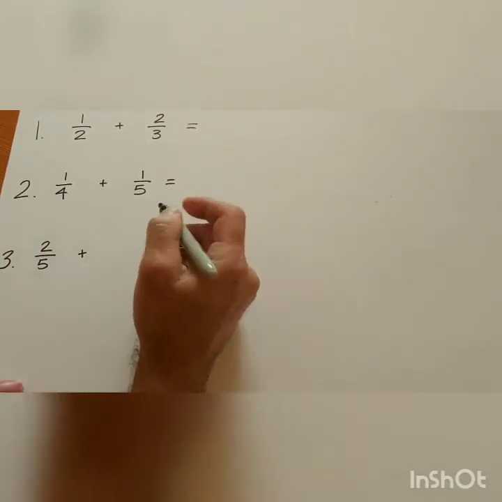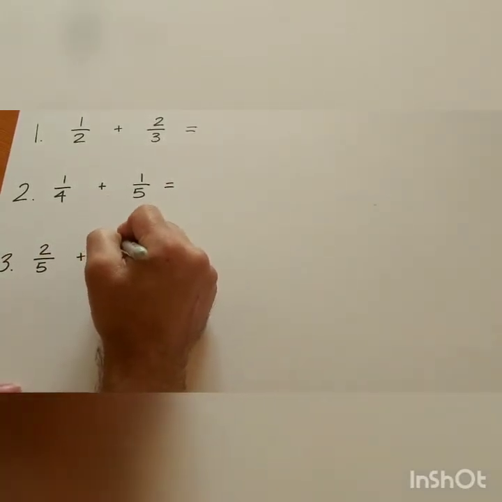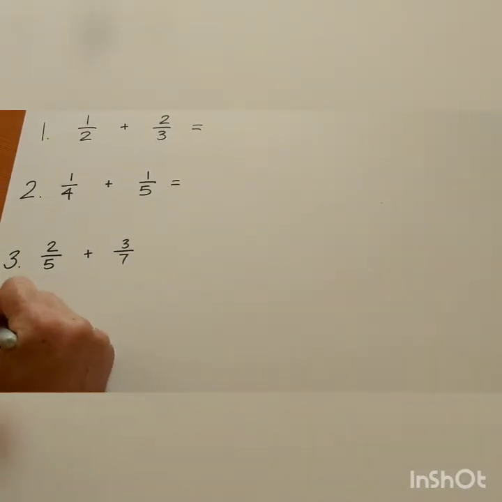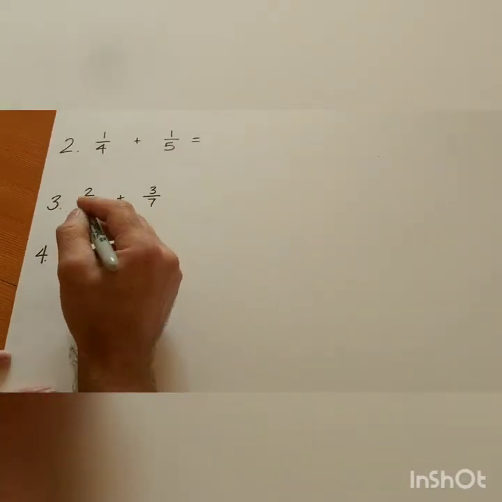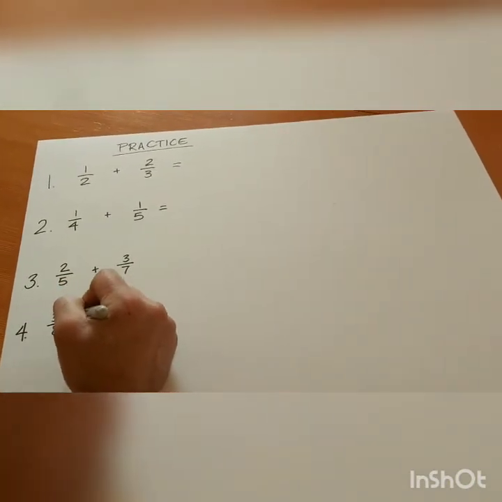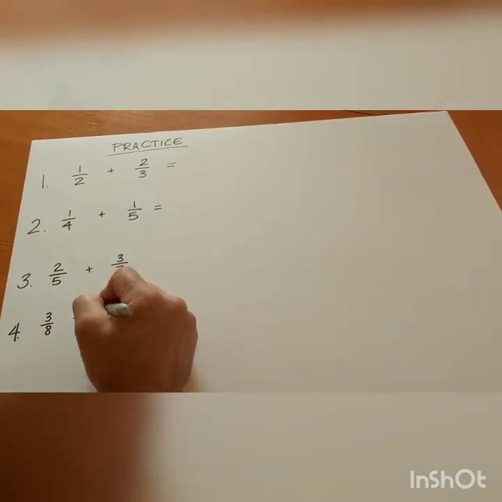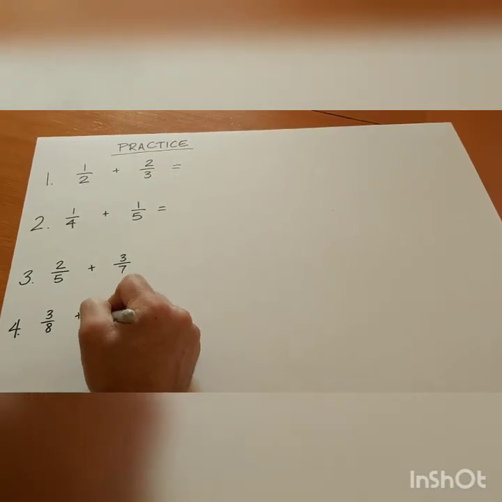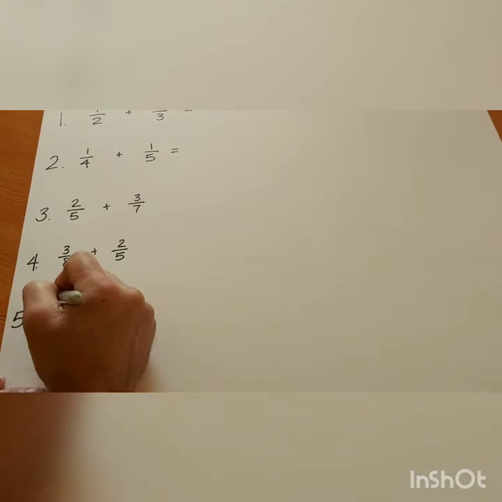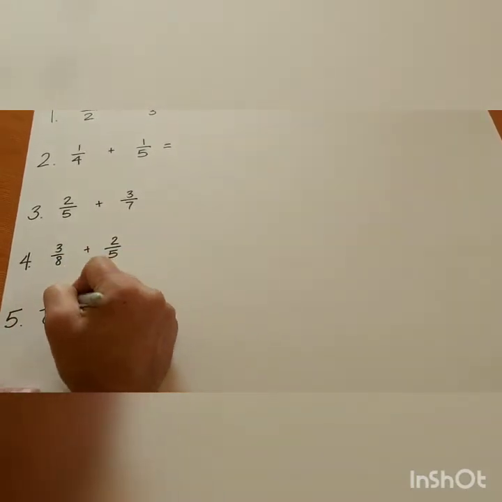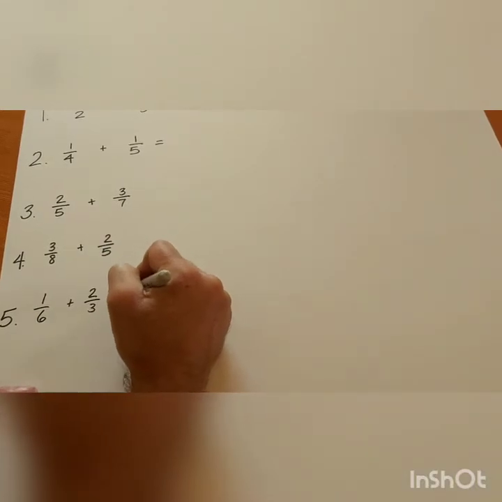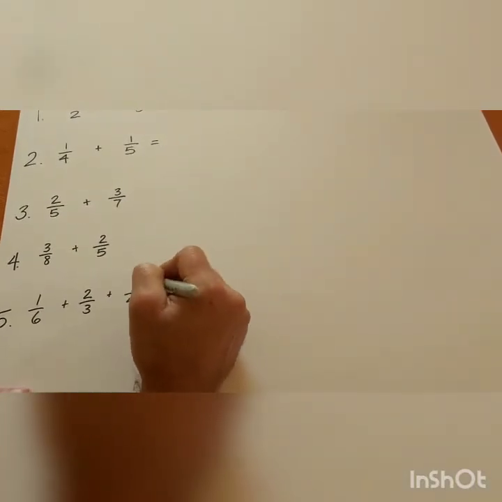In question 3, 2/5 plus 3/7. Question 4, 3/8 plus 2/5. And question 5, 1/6 plus 2/3 plus 1/4.